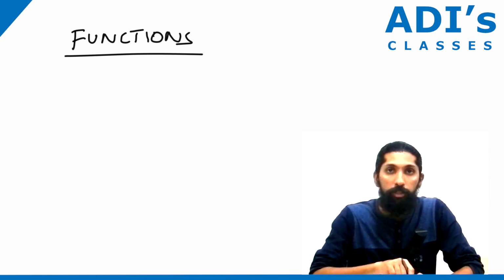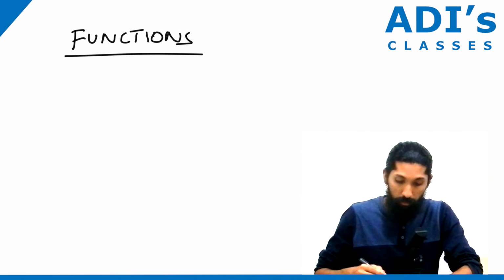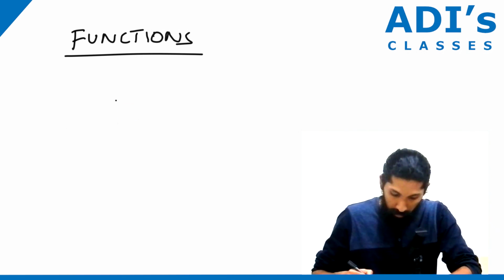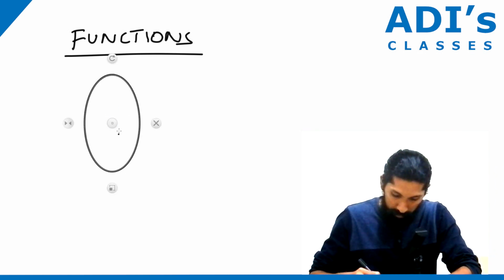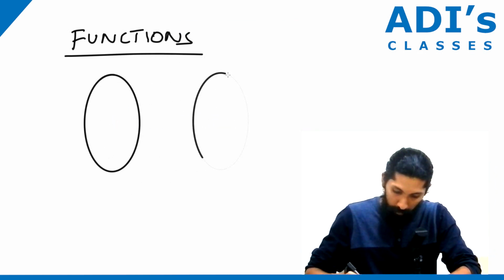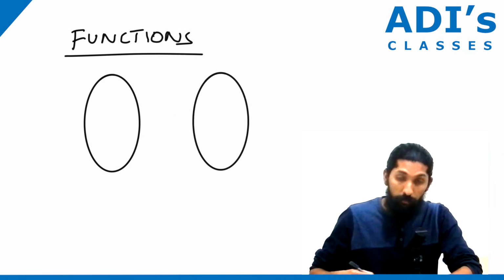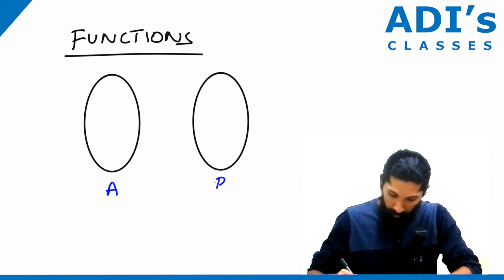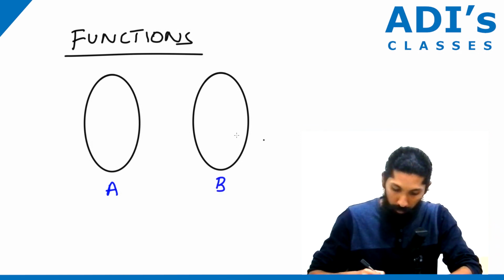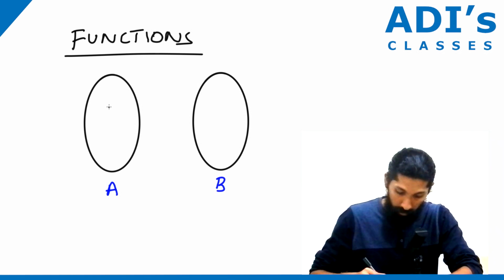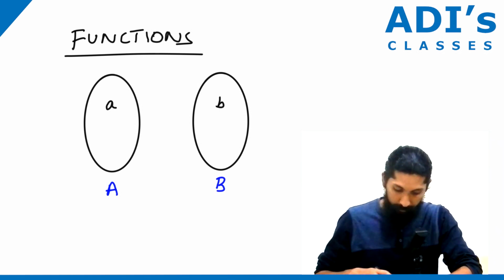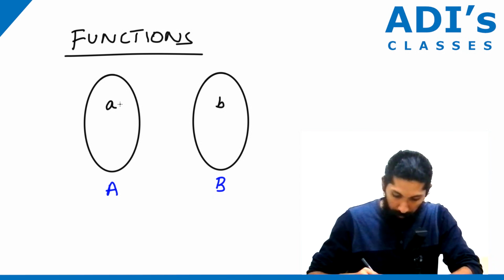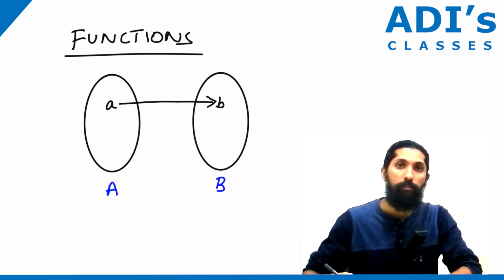Okay, now the formal definition of a function is, suppose you have two sets. We'll look into the visual representation. Suppose you have one set here, and one more set here. So assume that you have two sets. Let's call them A and B. Now there are elements within these, say A and B. Now there is a relation between A and B.